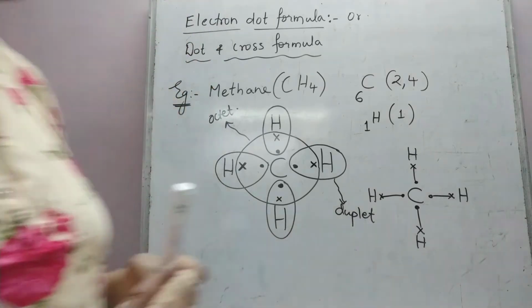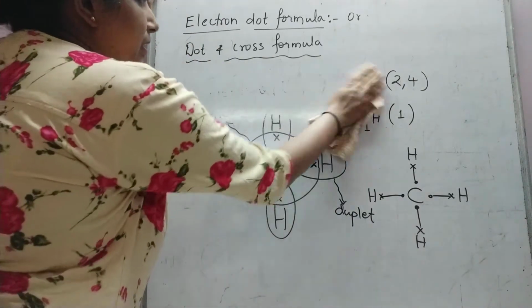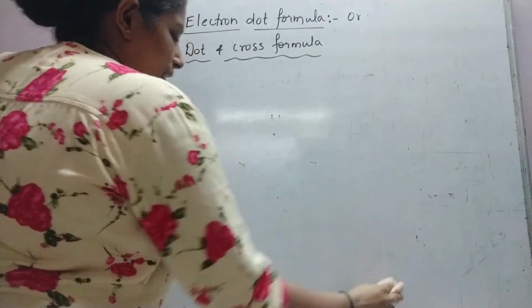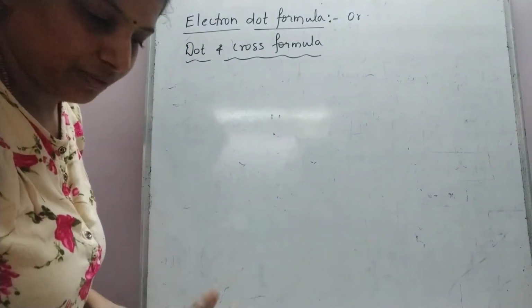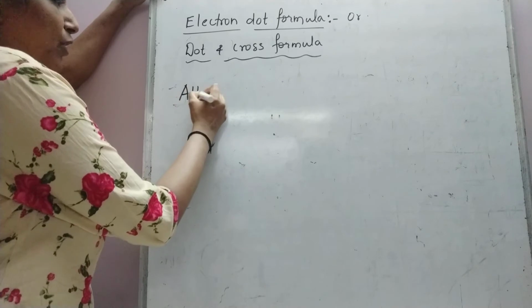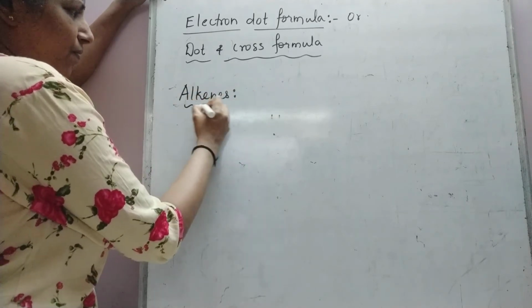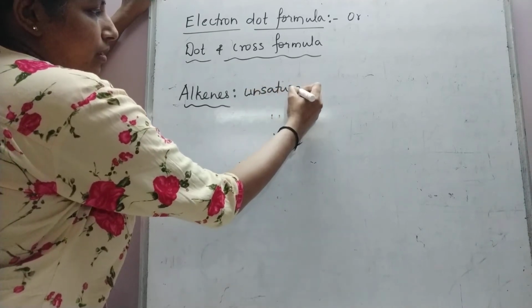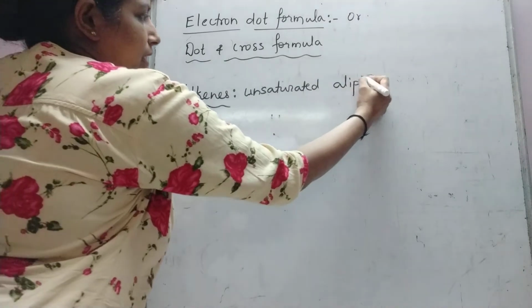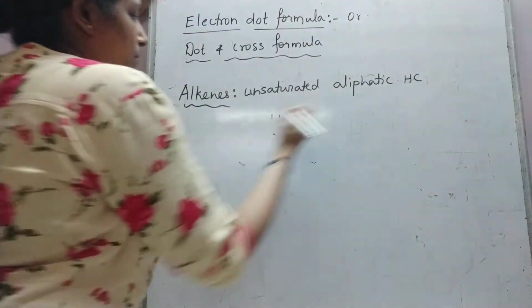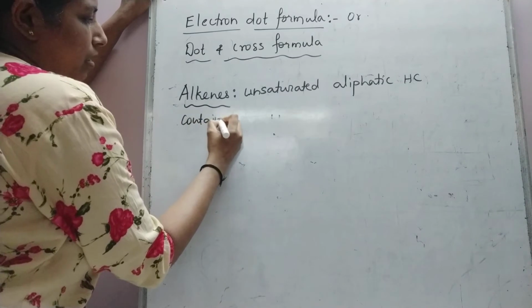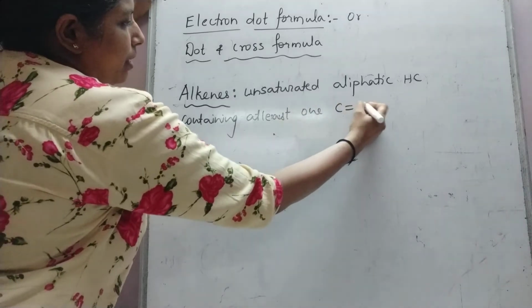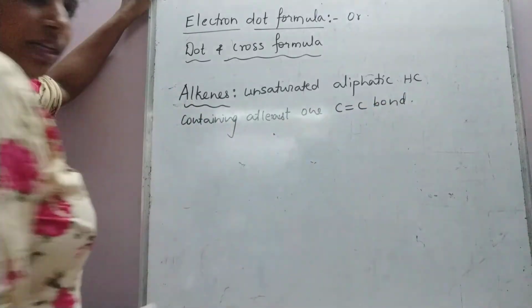What are alkenes? For alkenes, I am going to record one more video, but let me briefly explain what alkenes are. Alkenes are unsaturated aliphatic hydrocarbons containing at least one carbon-carbon double bond.